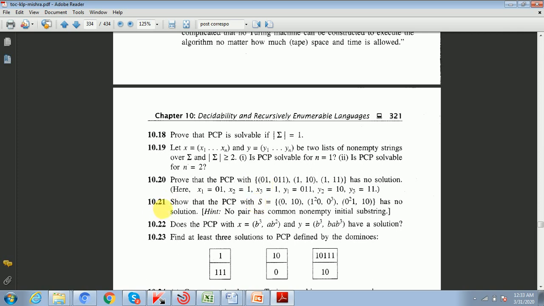And come to the 10.21, we need to find whether it has a solution or not. But if you observe, here x1 and corresponding y1, x2 corresponding y2, x3 corresponding y3. x1 starts with 0, whereas y1 starts with 1, x2 starts with 1, whereas y2 starts with 0, x3 starts with 0, whereas y3 starts with 1. So there is no scope for LHS equal to RHS, so this one also doesn't have a solution. So like this we can identify whether the PCP has a solution or not.